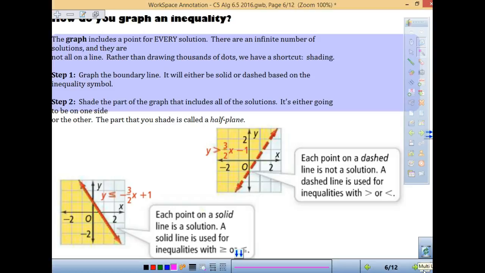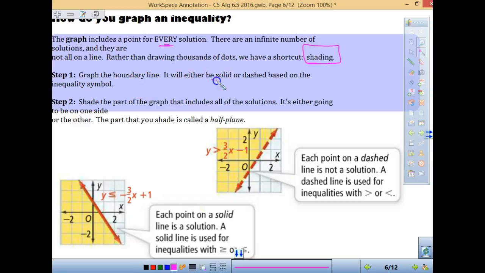And as you look at this next part down, on your graph, it says, a graph includes every solution. There are an infinite number of solutions, and they are not all on the line. Rather than drawing 1,000 dots, we have a shortcut, and you are going to shade one side or the other. Step 1 will tell you to graph the boundary line. Usually slope-intercept. But if it's in point-slope, you can graph it at that point.